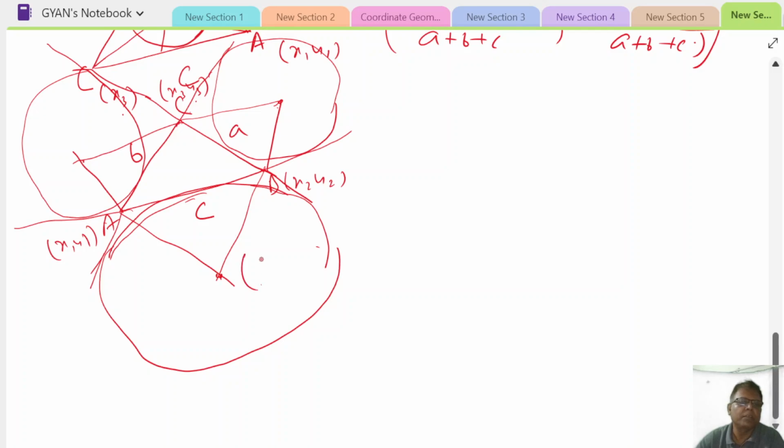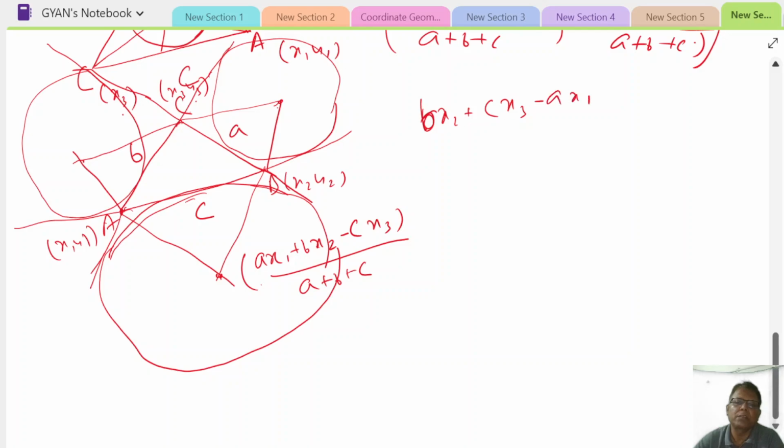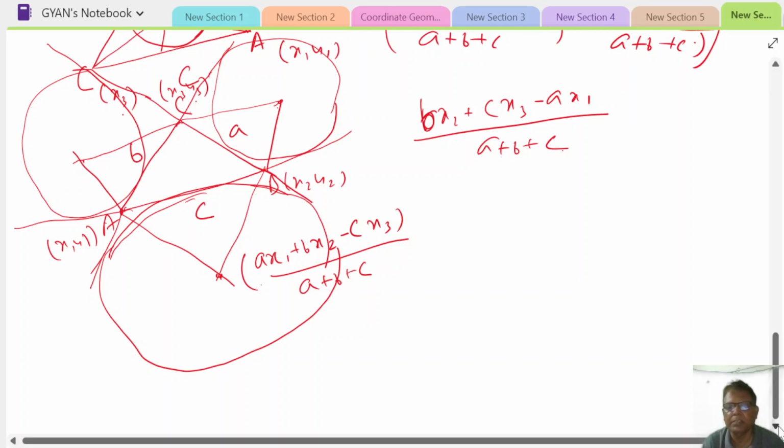This excenter will be (a x1 plus b x2 minus c x3) divided by (a plus b minus c). Here, a is this side, so here it will be (b x2 plus c x3 minus a x1) divided by (a plus b plus c). Similarly, for this side also you can find the excenter. So this is the formula for the excenter.